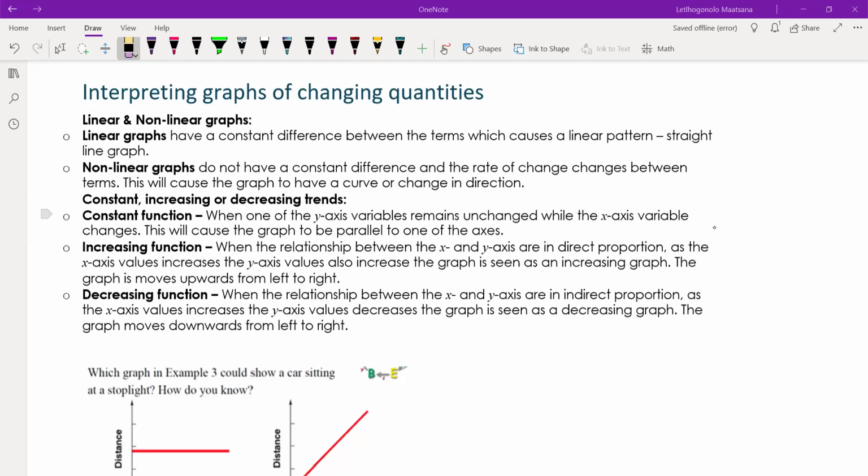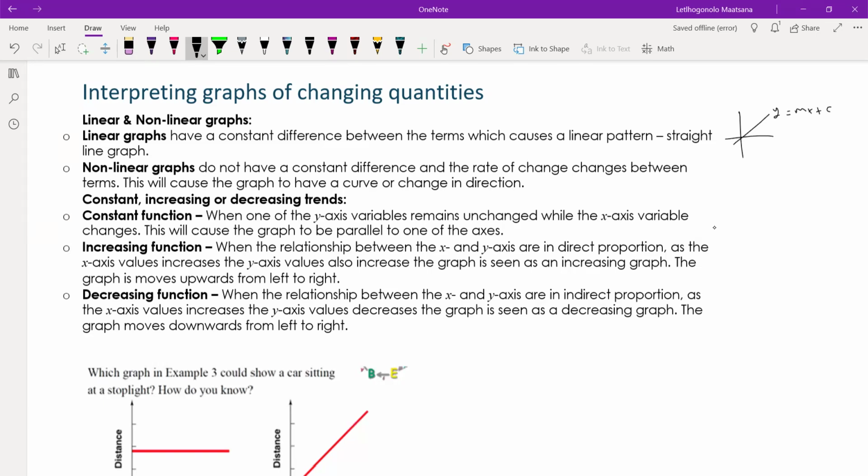Hi, for today's lesson, we'll be talking about interpreting graphs of changing quantities. With graphs, we can either have graphs that are linear or nonlinear. Linear graphs have a constant difference between their terms, which causes a linear pattern. We get a straight line graph. An example of this would be the ordinary y = mx + c line.